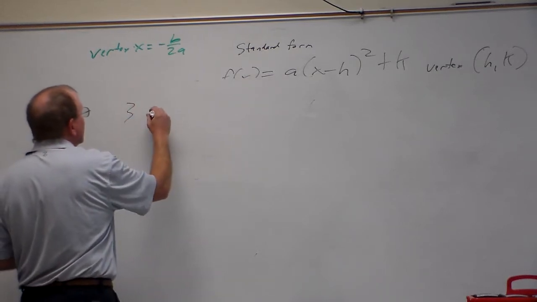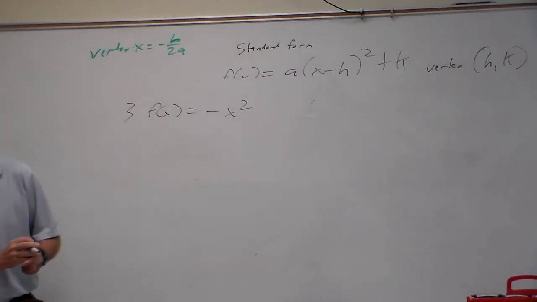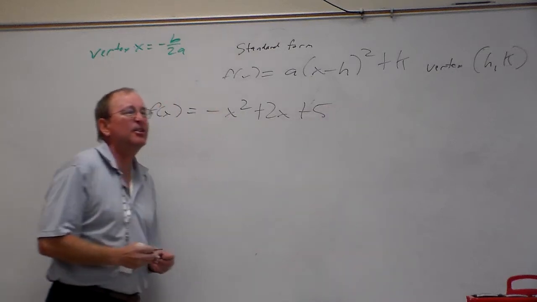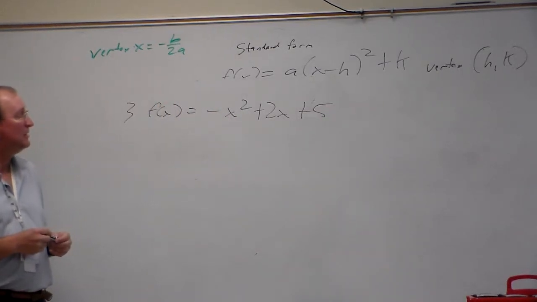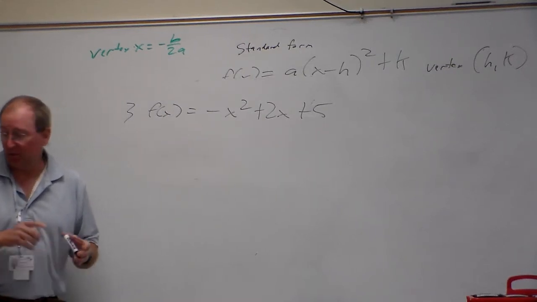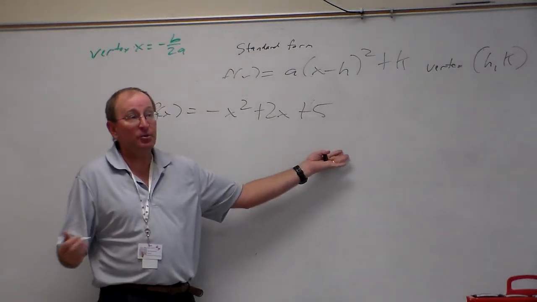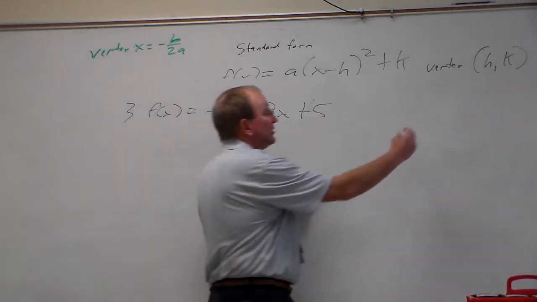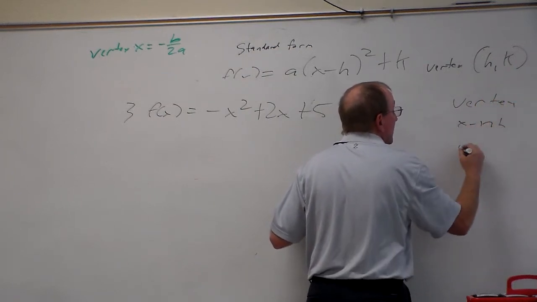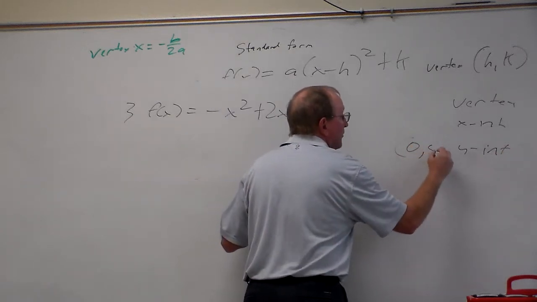Problem 3 is this. F of x equals negative x squared plus 2x plus 5. Here's how I would work this. First off, I know this is not going to factor, all right? There's 3 answers you got to come up with, right? Vertex, x-intercept, and y-intercept. I already know the y-intercept. What is the y-intercept? 5. It is 0, 5.